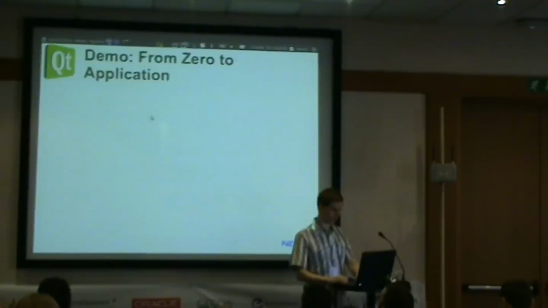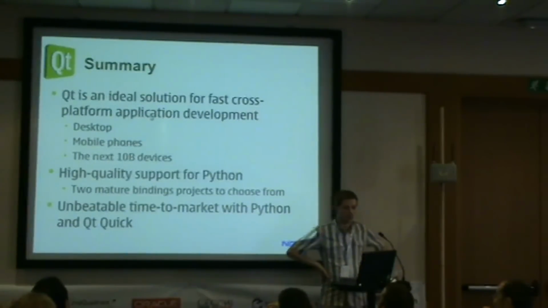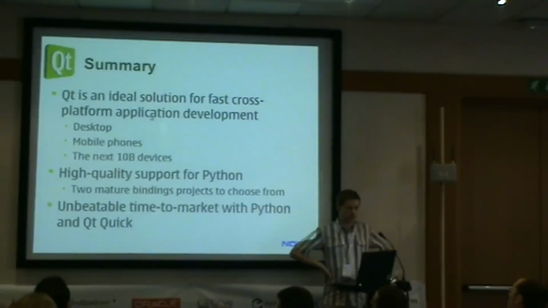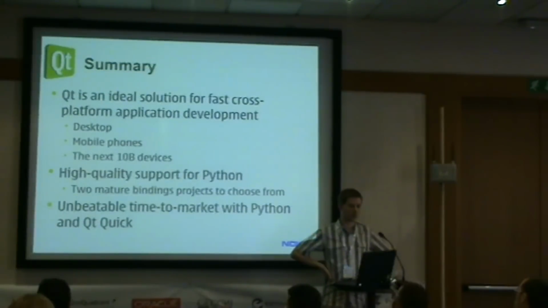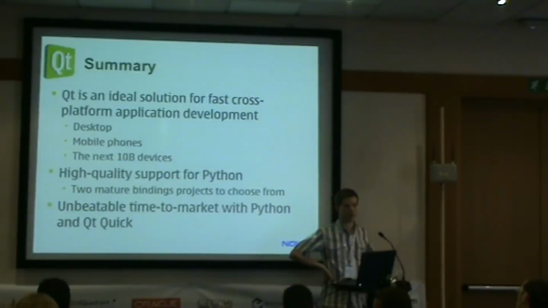All right, what do we still have? Summary. To recap, Qt is a really great solution for rapid cross-platform application development. It's natively C++, but Python support is there as well. And you can write code for desktop, for mobile phones, or the embedded devices, or whatever the new emerging device classes, the next 10 billion devices, might be.